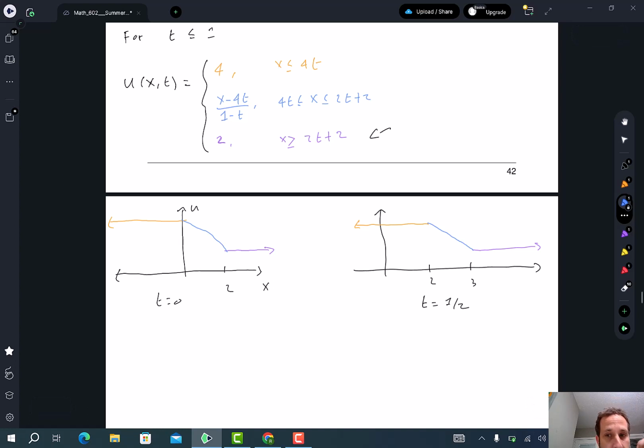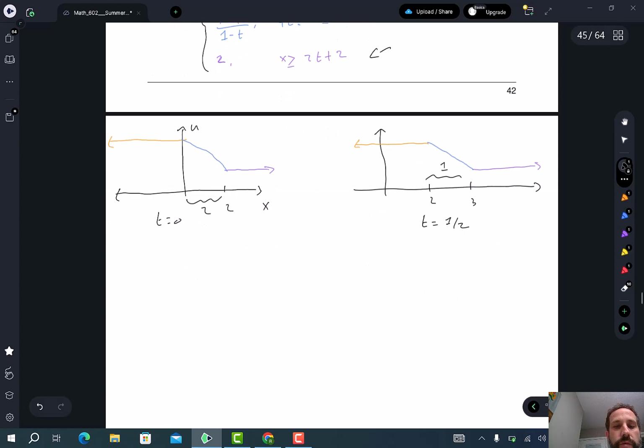And see what's happened: the blue part is not expanding, it's compressing. Because the distance between the orange and the blue part here is a distance of 2, but the distance between the orange and blue part here is just equal to 1. And then finally, when t is equal to 1, let's see what happens.